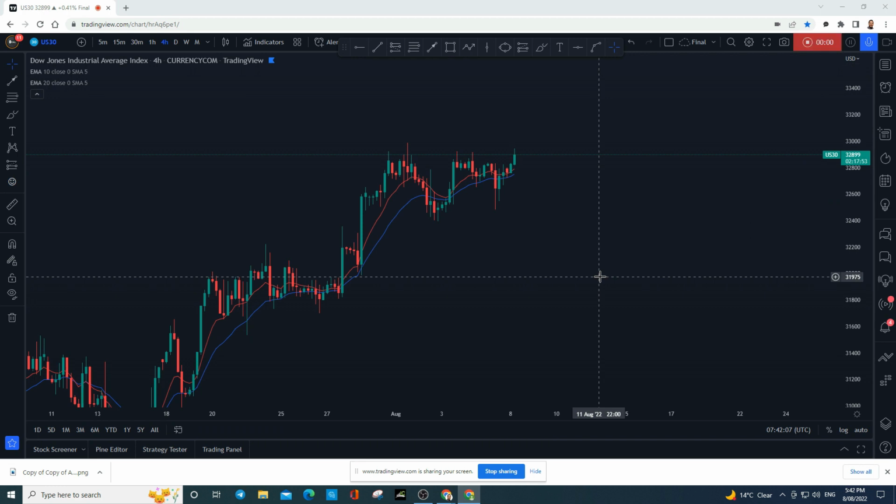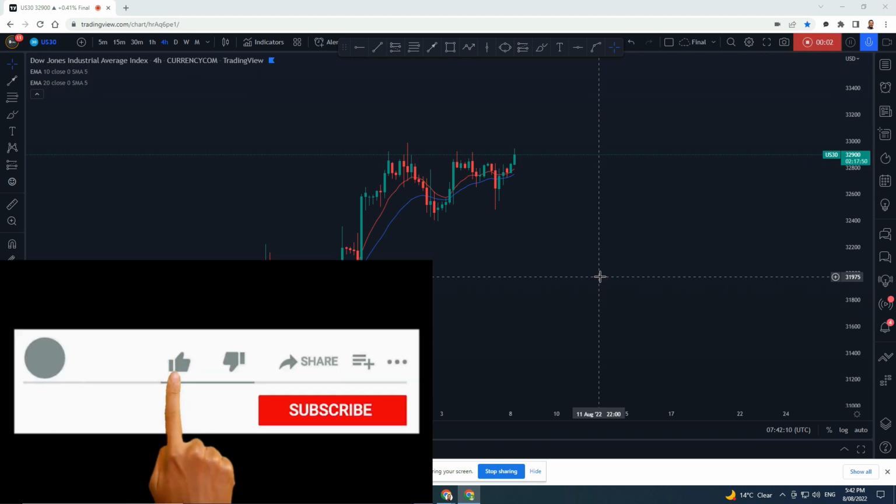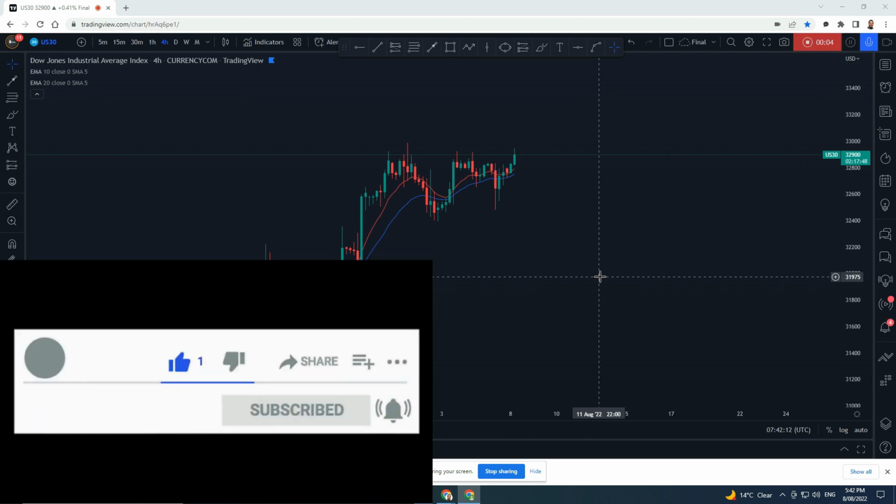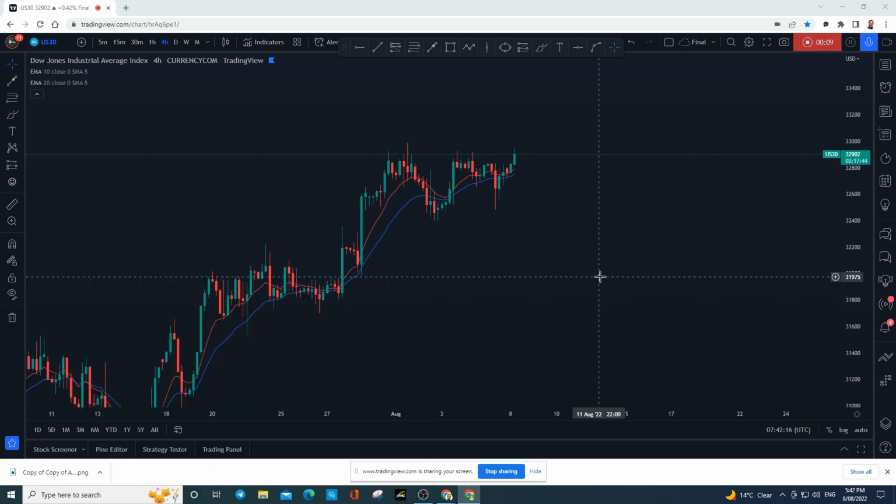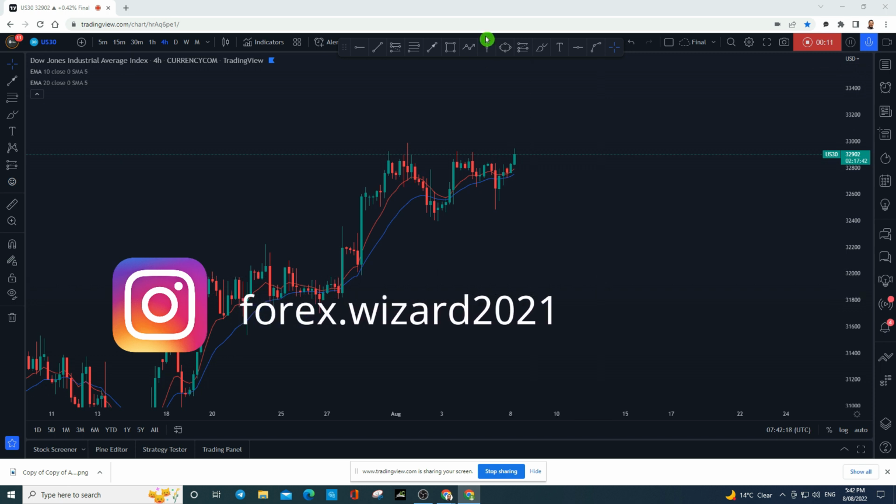What's up, traders? So let's do a complete multi-time frame analysis of US30. Let's see what kind of trading opportunity we have in this indices. Now, as you can see on the 4-hour time frame, we see a significant trading opportunity.